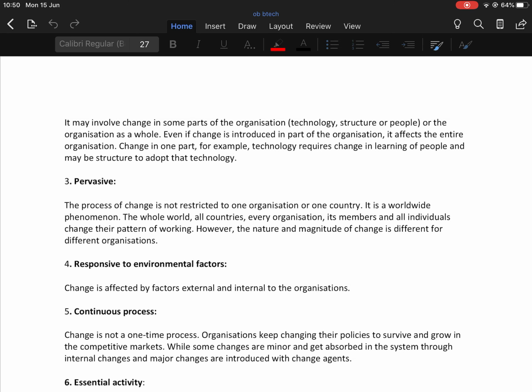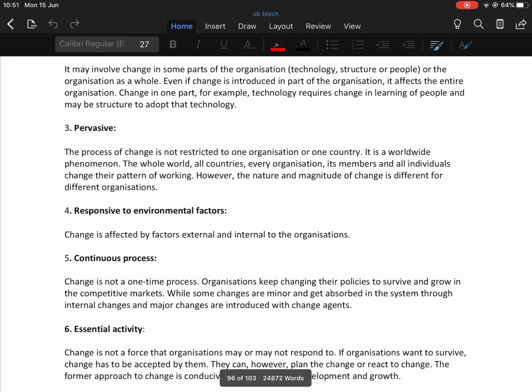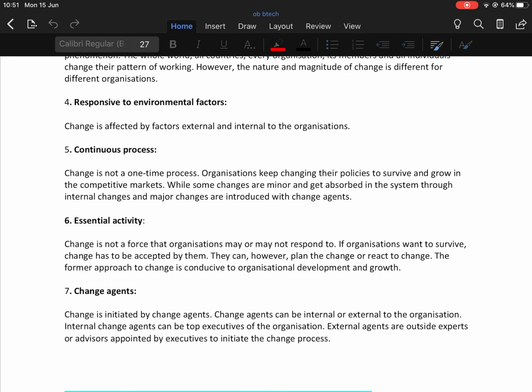The process of change is not restricted to one organization or to one country only. It is a worldwide phenomenon. The whole world, all countries, every organization, its members and all individuals change their pattern of working. However, the nature and magnitude of change is different for different organizations. The next feature is responsive to environmental factors. Change is affected by external and internal factors of the organizations. I'm going to explain this later.